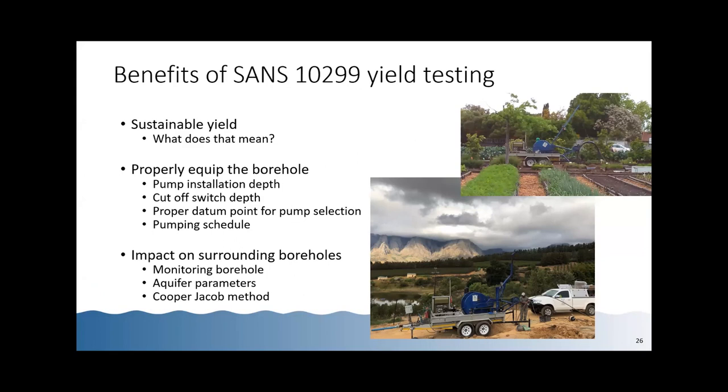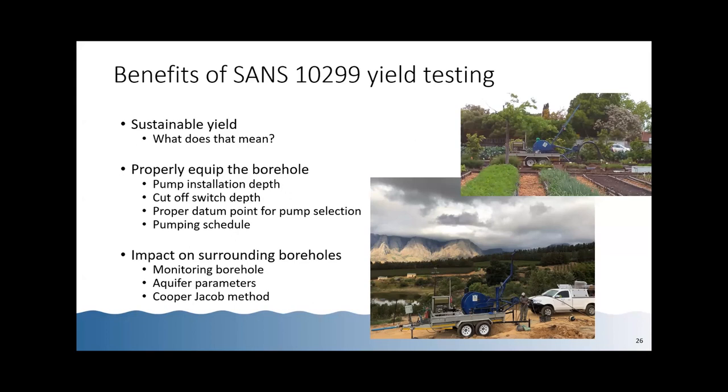So we look at the sustainable yield of the borehole, and what we define as the sustainable yield of the borehole is how we can pump the borehole in a way that we won't cause so much drawdown in the borehole that there's a negative impact to something.